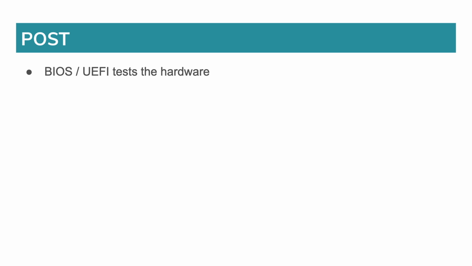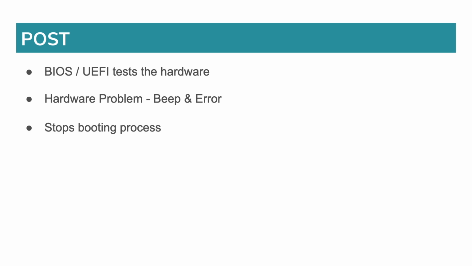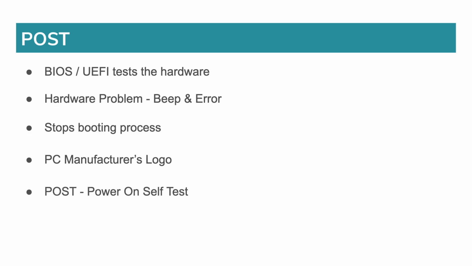Once the test is done, if there is any problem with any of the hardware, there will be a beep, an error will be shown and the booting process will stop. If there is no problem, the booting process continues and you see the PC manufacturer's logo. This entire process is known as POST, power on self-test.